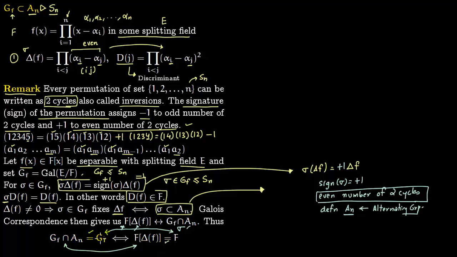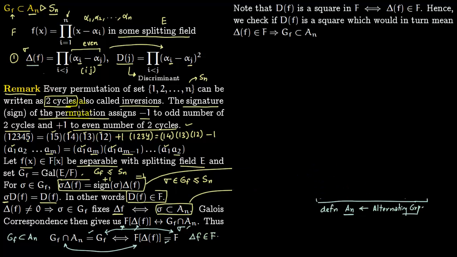So what does this equality mean? This equality means that the Galois group of the polynomial is a subgroup of An. And this equality means what? This equality means that this delta f is an element of our field f. So the Galois group is a subgroup of An, the alternating group, if and only if this delta f lies in f.